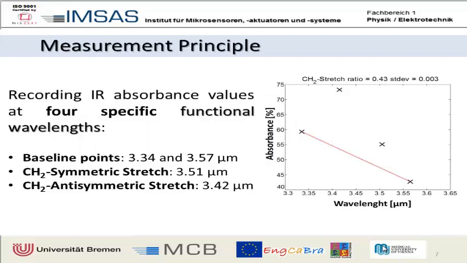So this is what we have at the end from our results: absorbance at 4 specific wavelengths, 2 for the baseline correction, and the other 2 for calculating the ratio. And here you can see at the top the results from one of the melanomas that we analyzed.